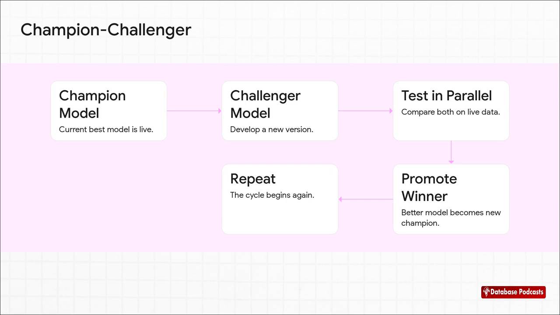Your current best model that's running in production, that's your champion. But in the background, you're always developing a challenger. It could be a tuned version or a completely new model. You test them both head-to-head on live data, and if the challenger proves it's better, it gets promoted and becomes the new champion. And then guess what? The cycle starts all over again.